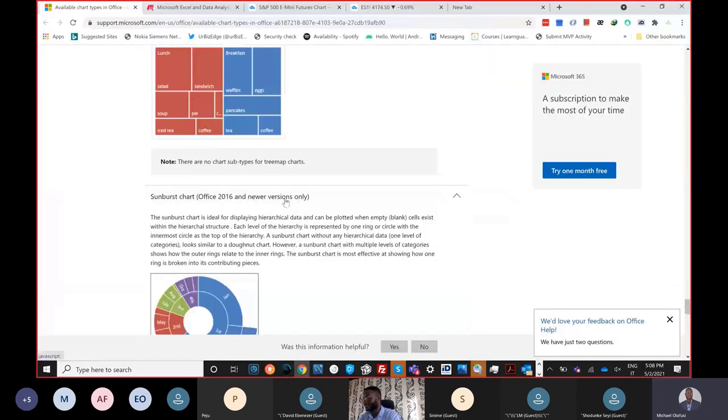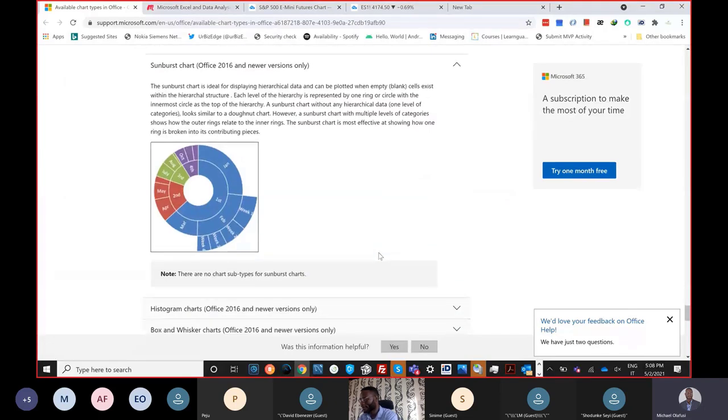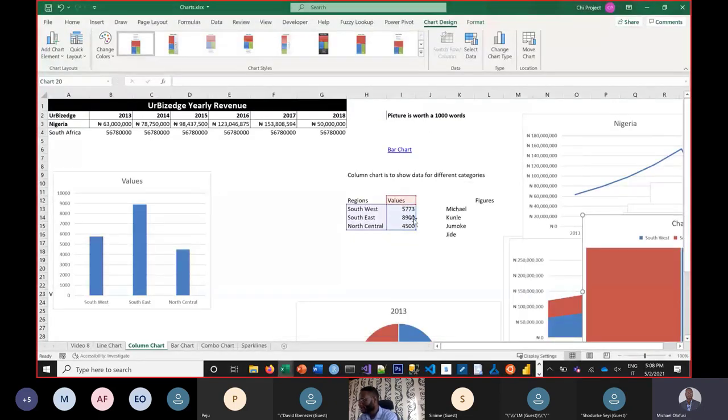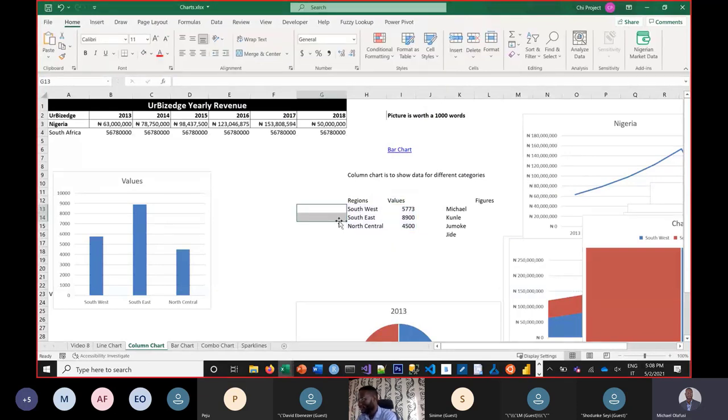Sunburst, I like this chart. I use it sometimes to wow people, right? So let me wow you. Say this is managed by Michael. Then this is managed by, let me get somebody's name here, let's say Peju. Okay, great. So this is the manager.